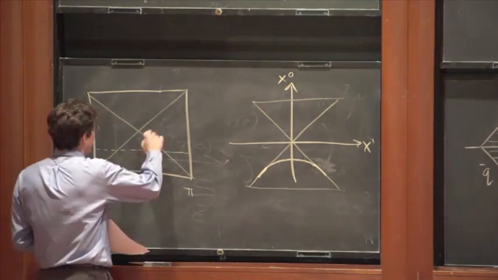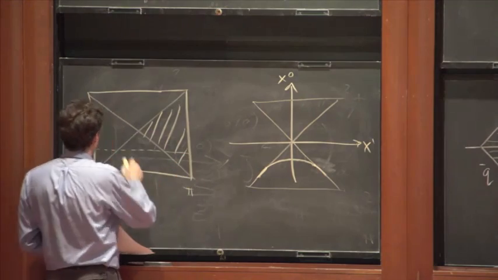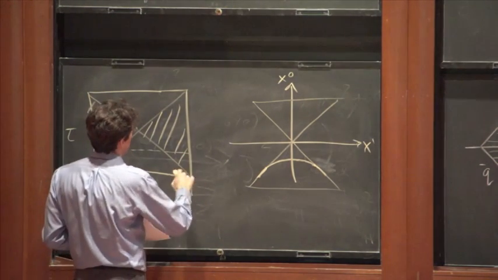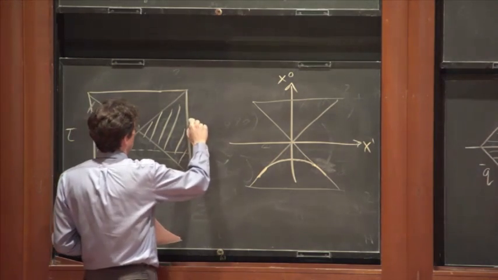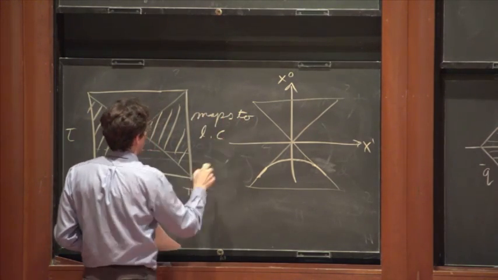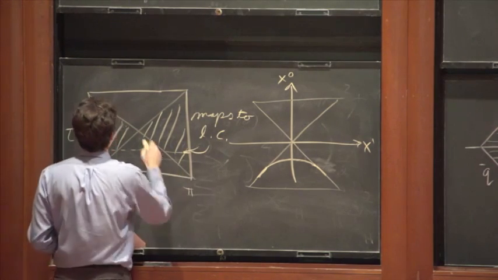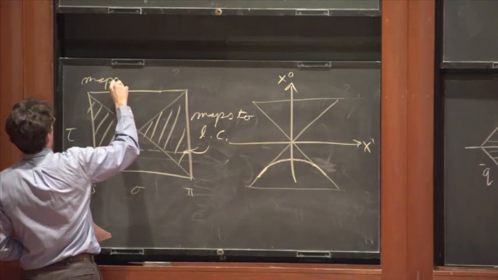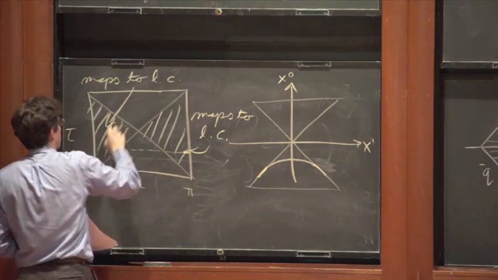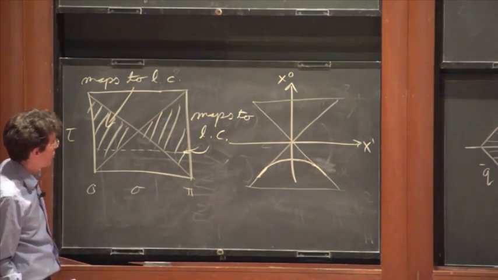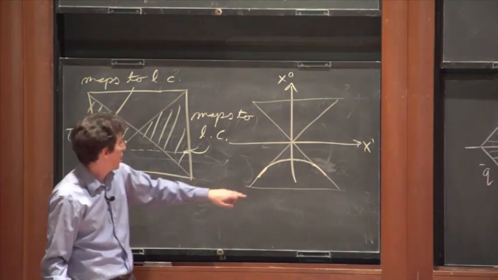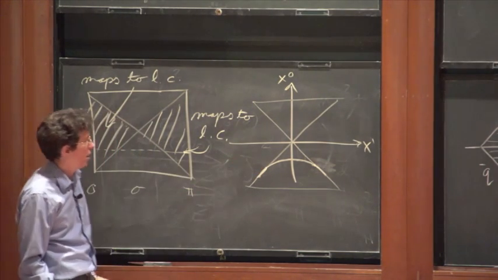So in other words, this whole region here, this whole wedge and this whole wedge, map directly to the light cone. So this maps to the light cone, and this maps to the light cone. You might say that the string is rolling itself up and putting a finite amount of itself right on the light cone.